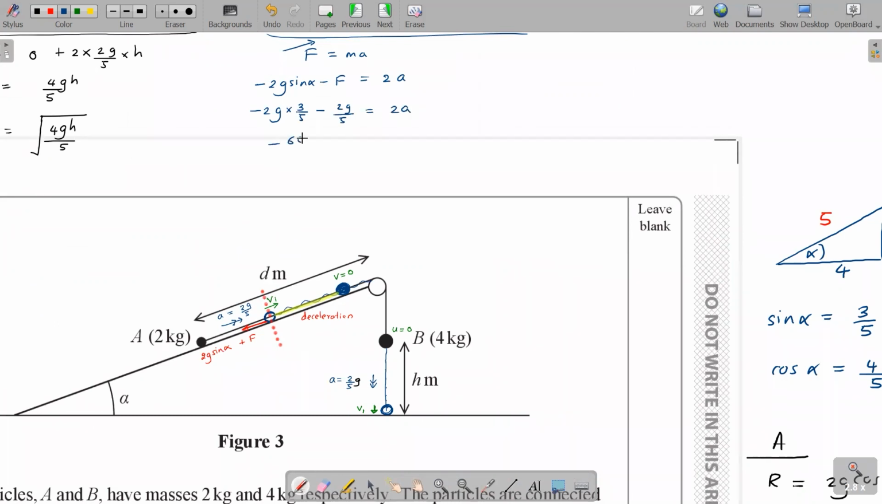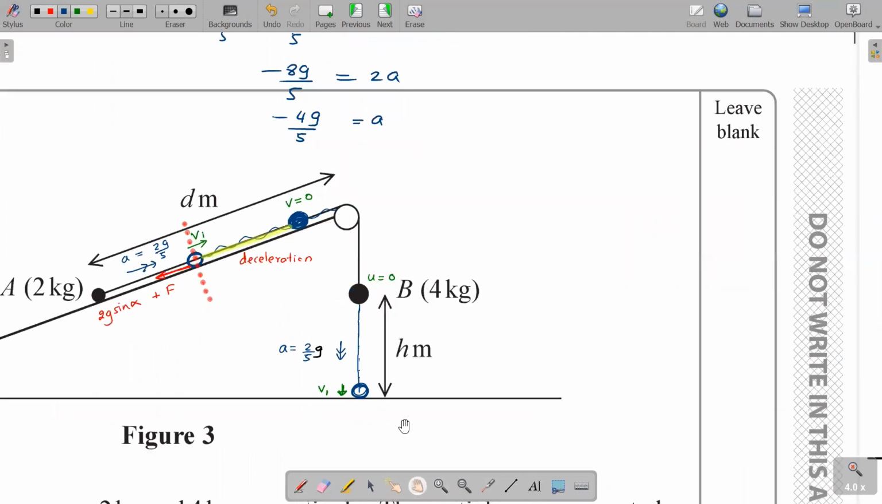So minus 6g over 5 minus 2g over 5 equals 2a. So minus 8g over 5 equals 2a, which gives me the acceleration when you divide by 2: minus 4g over 5. Do you agree? The new acceleration is minus 4g over 5.